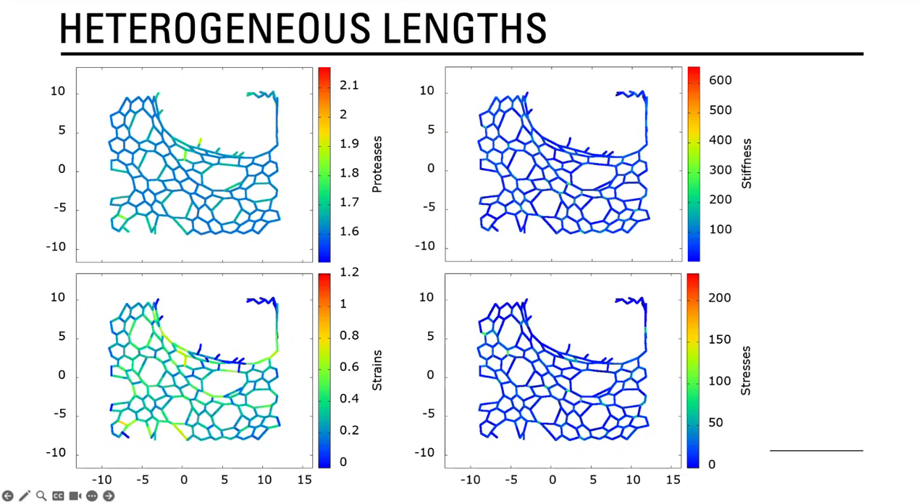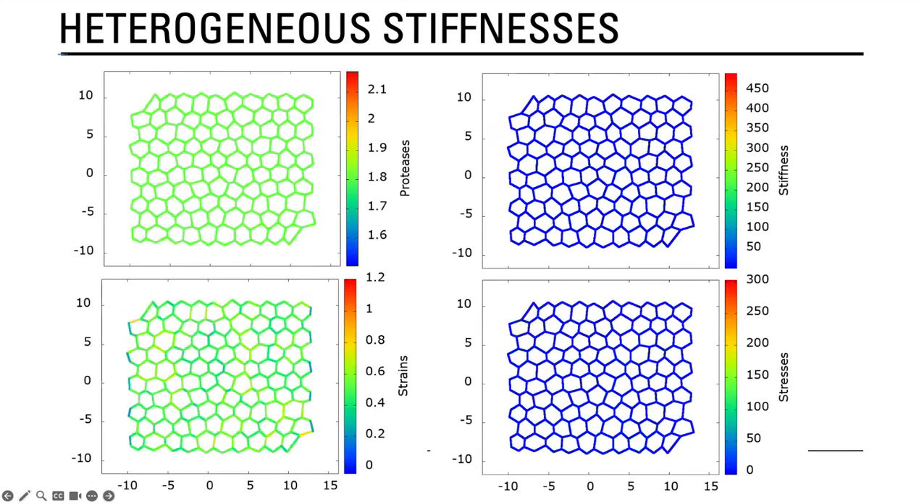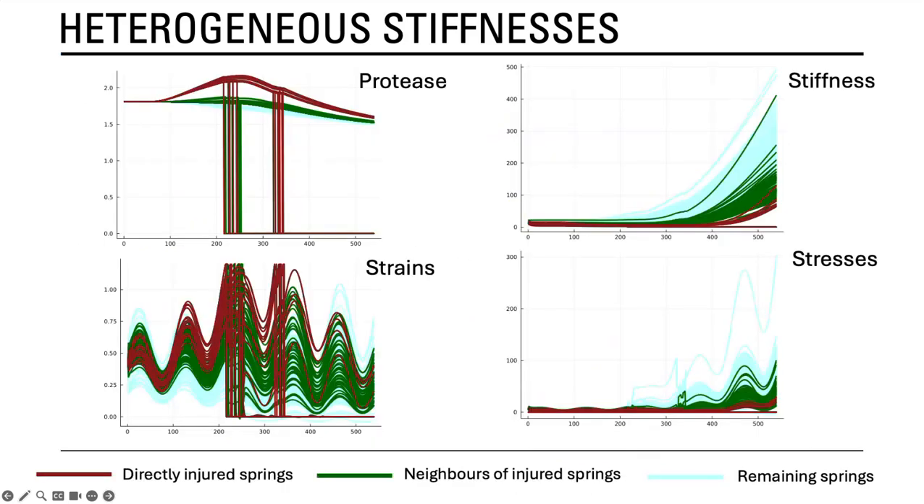Sorry, one more. Maybe I'll stop there and just show you that we can look at all the individual springs and look at those proteases and strains and stiffness and stresses. We see that a lot of the initial breakages happen for the initially injured springs, but then other neighboring springs, the green ones, are getting damaged.